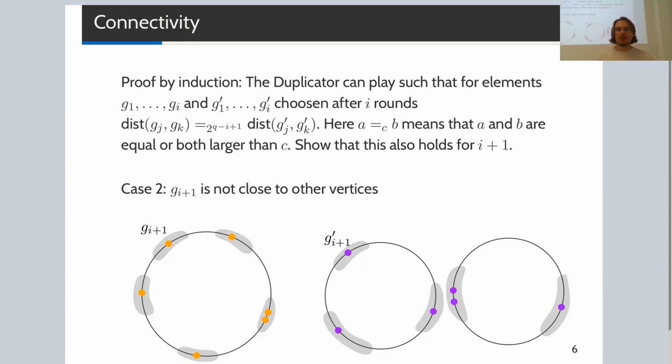And yeah, other questions up until now about this proof? So this is how you can show that the duplicator wins the game for these two circles.